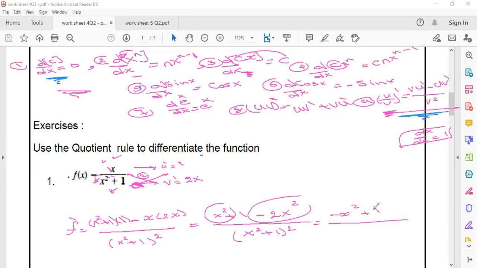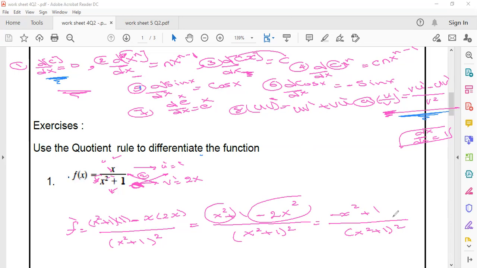But as usual, I prefer to write any expression with the positive term first. You can write 1 minus x squared, that is right, over x squared plus 1 all to power 2. That is your answer. Keep the denominator with a square. Okay?